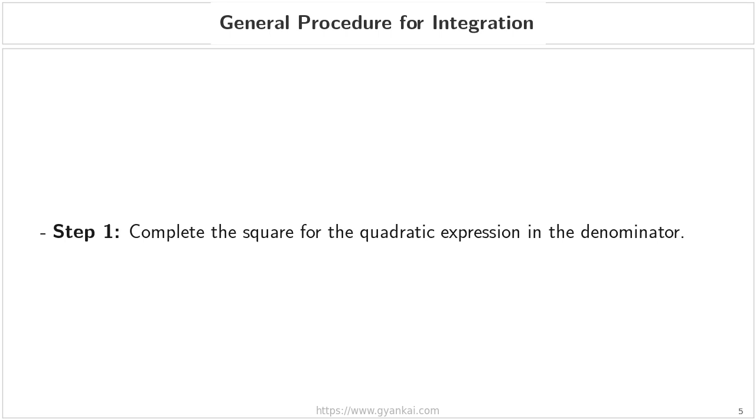for the quadratic expression sitting in the denominator of our integral. We went through the entire process of how to do that on the previous slides, so make sure you're comfortable with factoring out the coefficient of the x squared term, finding the value to add and subtract, and ultimately rewriting the quadratic in that perfect square plus or minus a constant form. This is the foundational step. Everything else builds on it.